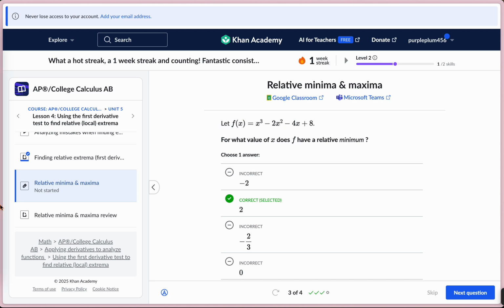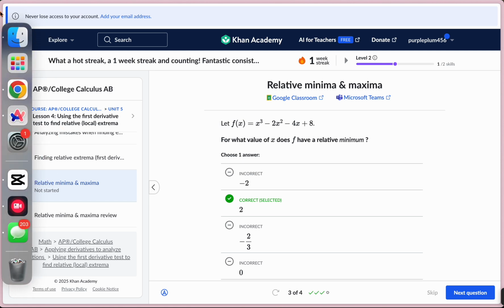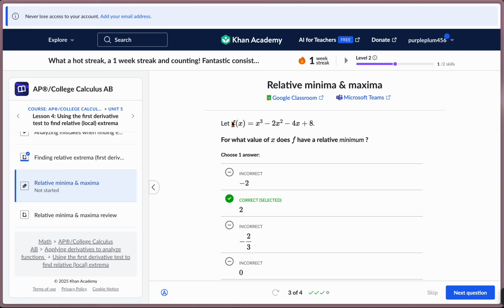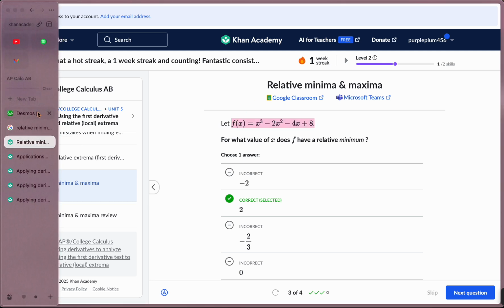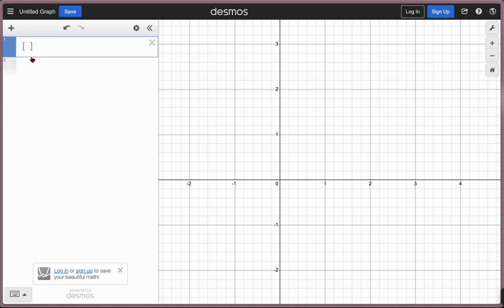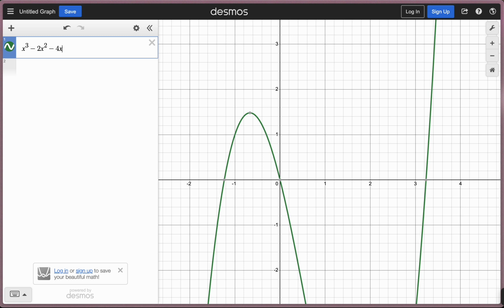Okay, so first order of business. Let's type this in here. Or we'll manually type it. Okay. x cubed minus 2x squared minus 4x plus 8.